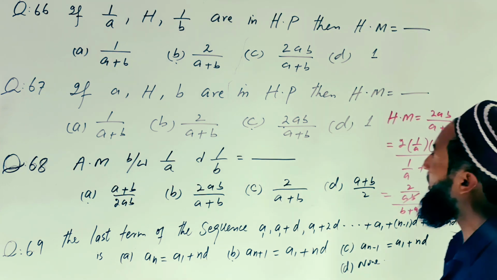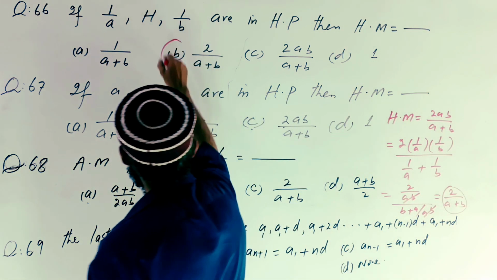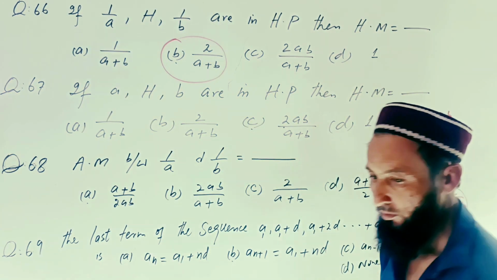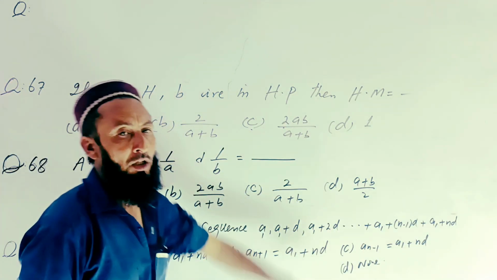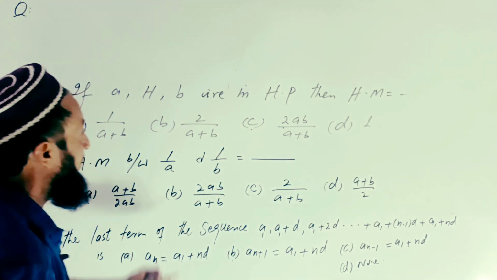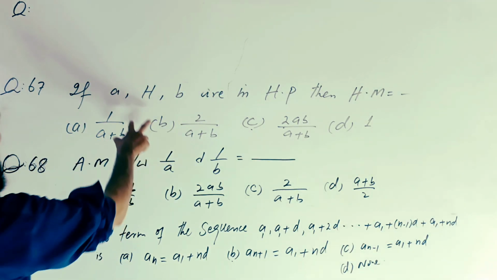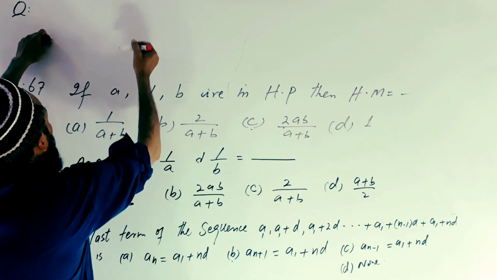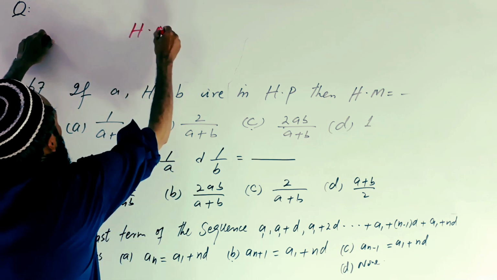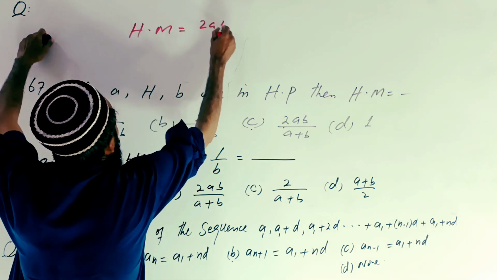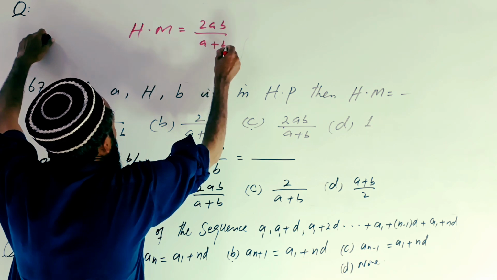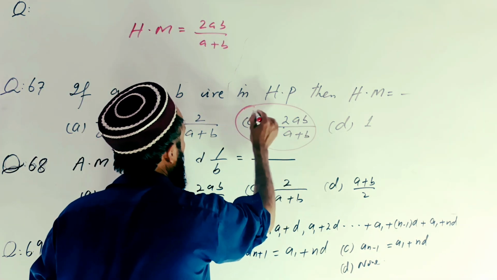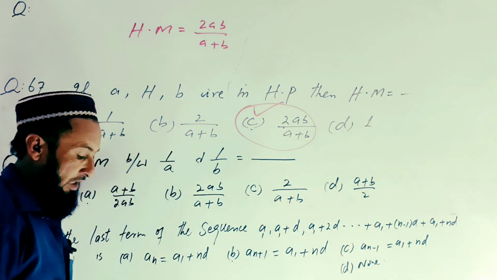So we check the answer. B is the correct answer in this question. If A and B are in harmonic progression, then the harmonic mean between two numbers is, as we know, the formula 2AB divided by A plus B. So there is no change. So the correct answer is B.